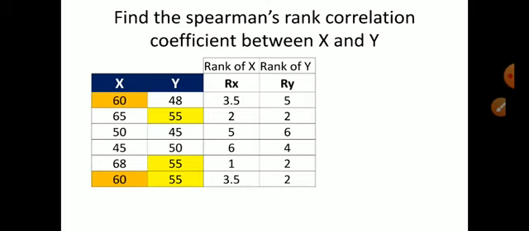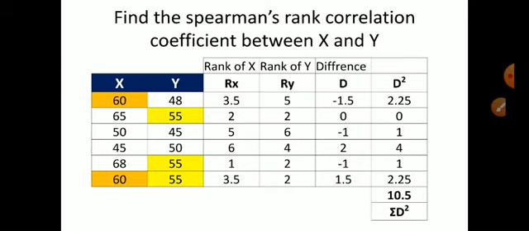Okay, now it is time to take the difference in the ranks. The difference in the ranks we have already calculated, that is 3.5 minus 5, it is minus 1.5. 2 minus 2 is 0. Similarly, the d values will be calculated, and we are going to square the difference, that is minus 1.5 into minus 1.5 is plus 2.25. 0 into 0 is 0, minus 1 into minus 1 is 1, 2 into 2 is 4, minus 1 into minus 1 is 1, and 1.5 squared is 2.25. The sum of the squares of the differences in the ranks we got as 10.5.